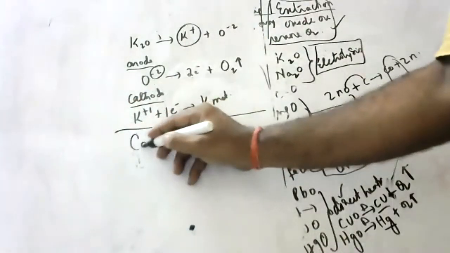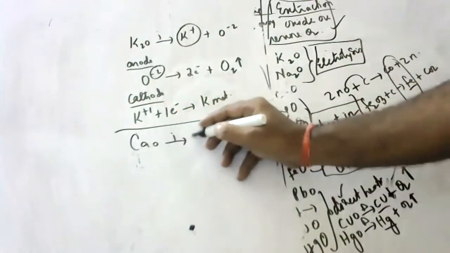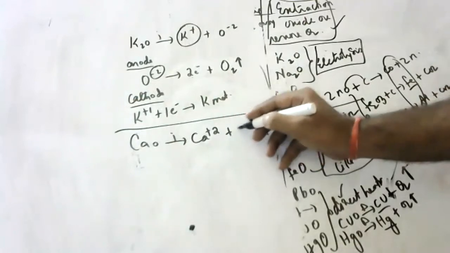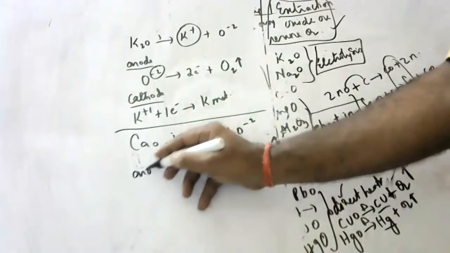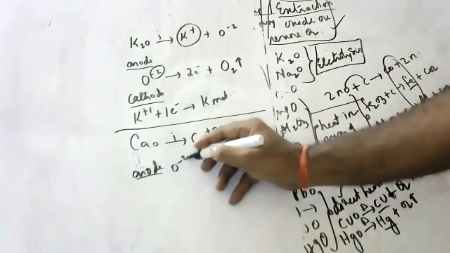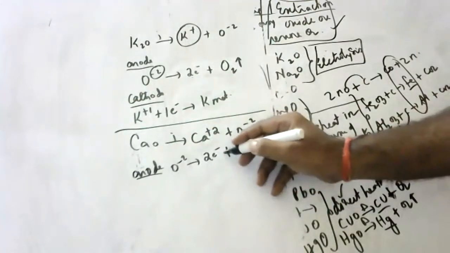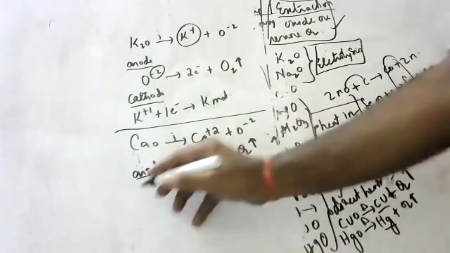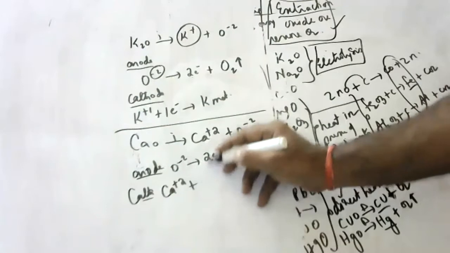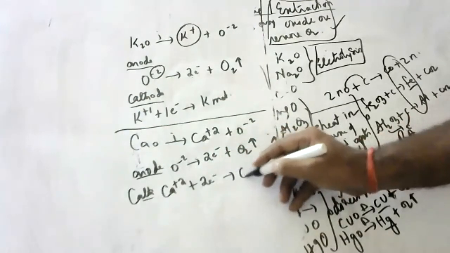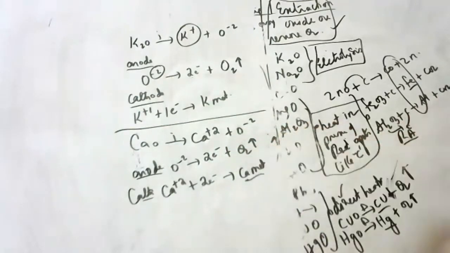One more. Suppose calcium oxide is there. Pass current. It breaks up into Ca plus 2 and O minus 2. O minus 2 goes to the anode and gives two electrons and becomes oxygen gas. And to the cathode, Ca plus 2 will go. There it takes two electrons and forms calcium metal. That's it, simple.